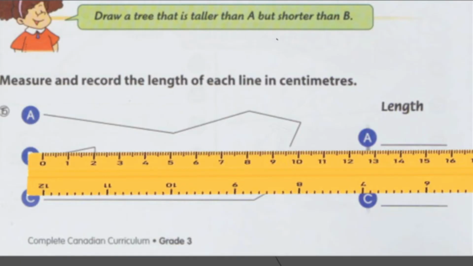Now we have to measure the length of each line in centimeter. Measure and record the length of each line in centimeter. So first of all, we are measuring the line A. So this is the beginning and this is the end, that is 10 centimeter. So this is 10 centimeter.